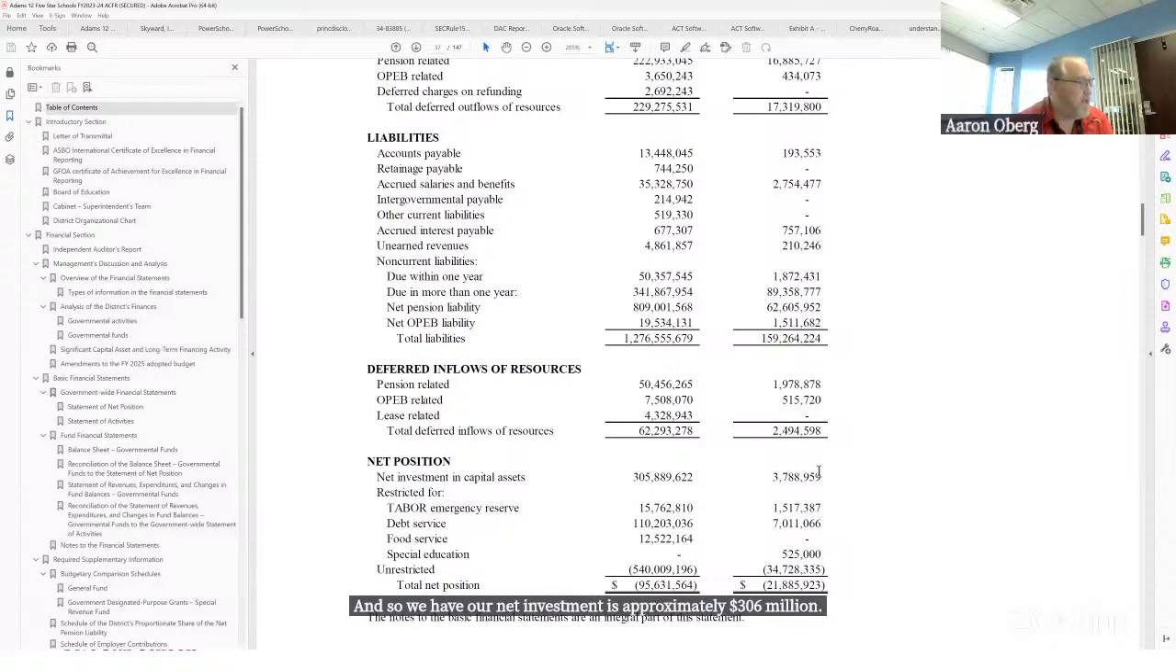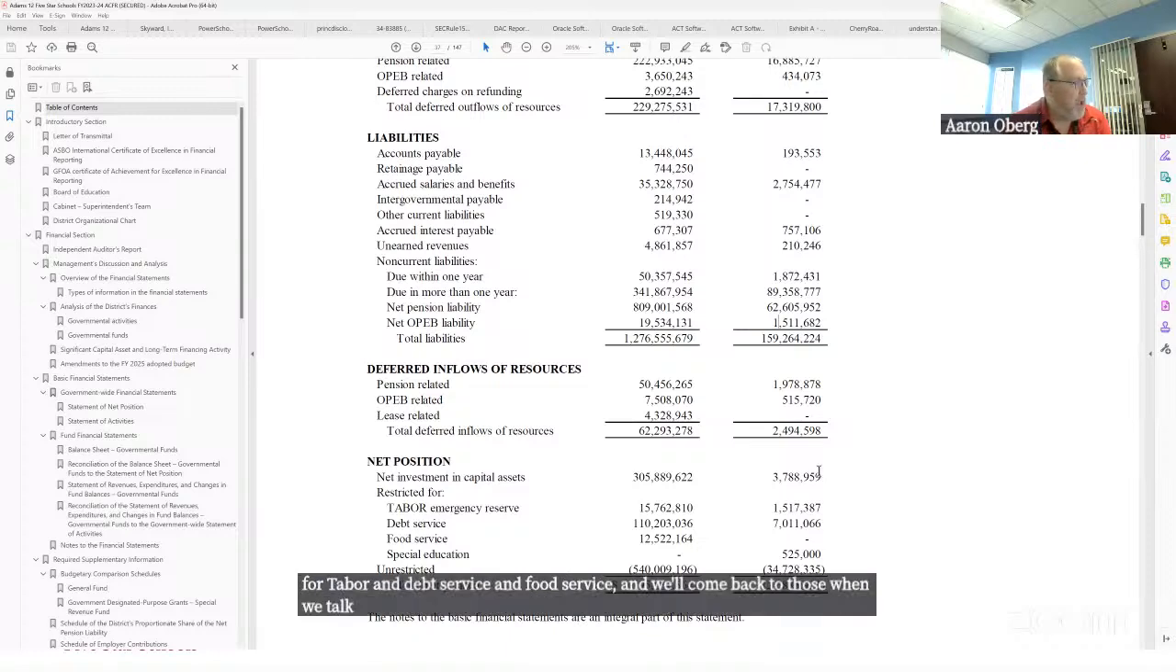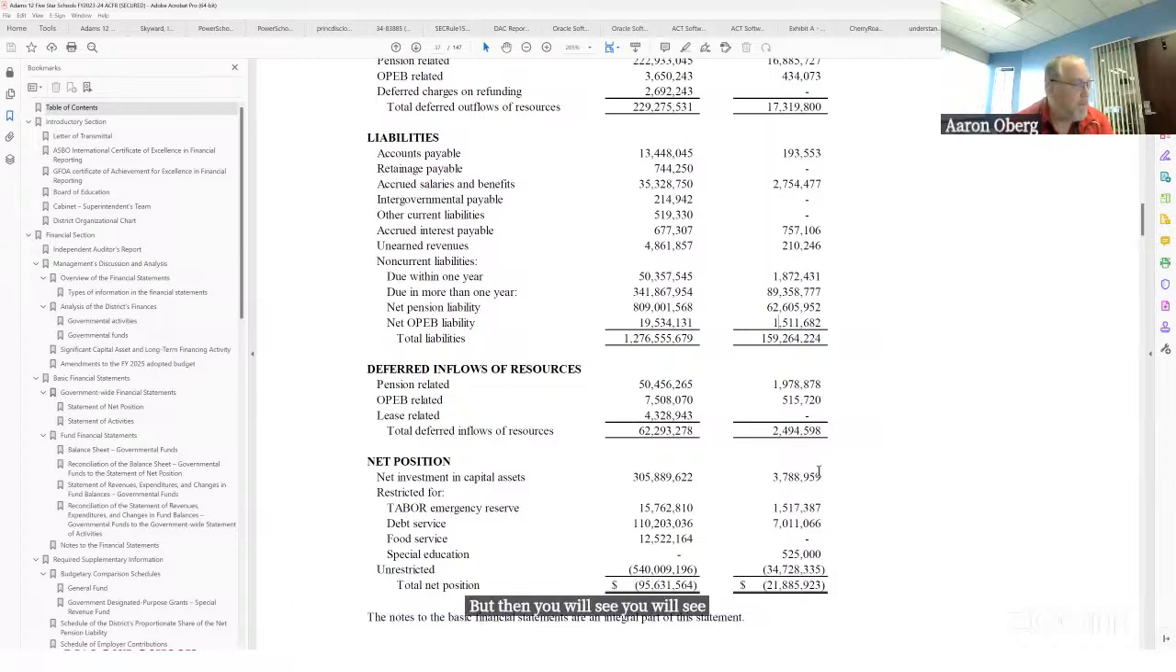What you'll also see then is we have funds that are set aside specifically for Tabor and debt service and food service, and we'll come back to those when we talk about fund balance. But then you will see, as Jean Paul was mentioning, we have this huge negative number.